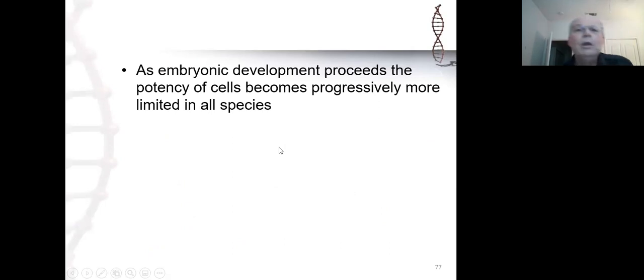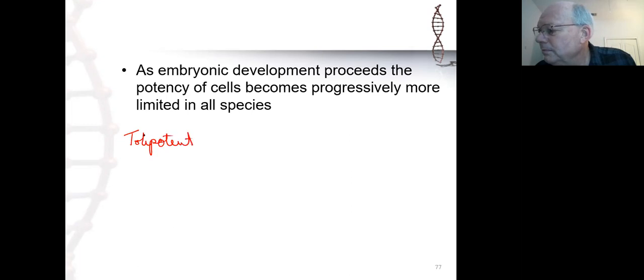So in the embryonic development, we start out with cells that are totipotent. They then become restricted in terms of their potency.